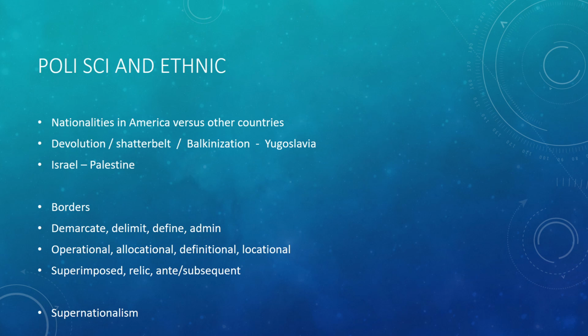Borders: demarcate, to mark a border, to limit, to draw on a map; define, to come up with a legal definition; and admin, to run it. Operational, how the border operates. These are the issues that you could have. Allocational, resource issues. Definitional, is the definition good or not? Locational, an issue you can have is how it's located. Superimposed, that's the idea that the boundaries were put on by others, like the boundaries in Africa being put on by Europeans. Relic, a boundary that no longer exists, like East and West Germany.